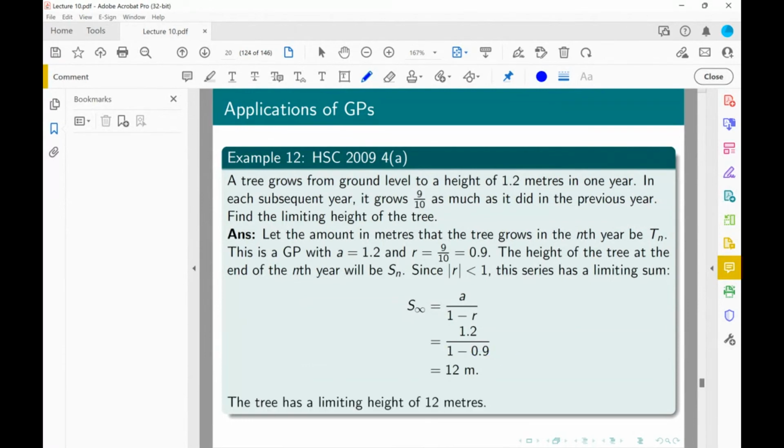And just to tie it up, since it's an application type problem, we can note the tree has a limiting height of 12 meters, just to spell that out. It's just to be on the safe side. Okay, with this question, I guess the thing with these exam type questions is that there's some application, there's some math hidden in the words, but once we understand it's a GP and we just want a limiting sum, then it's relatively routine.